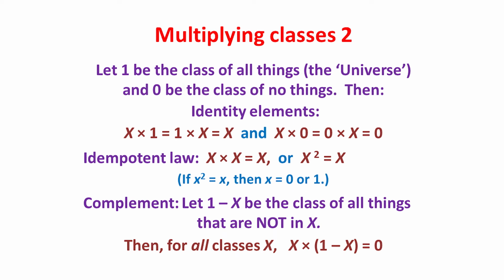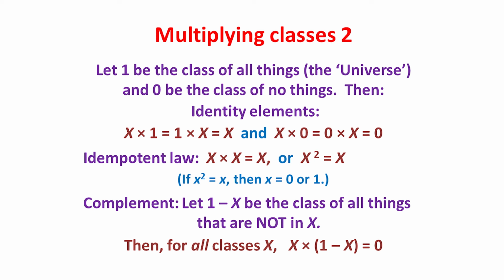There are other links with the algebra of numbers. We've seen that any number times 1 is itself, and any number times 0 is 0. Here we let 1 be the class containing everything. Boole called this the universe. And 0 be the class containing no things, which we may call the empty class, such as the class of all pink elephants. Then x times 1 is the class of all things in x which are also in the universe, which contains everything. So x times 1 equals x. And x times 0 is the class of all things in x which are also in the empty class, which contains nothing. So x times 0 equals 0.